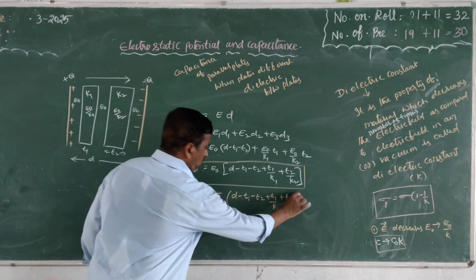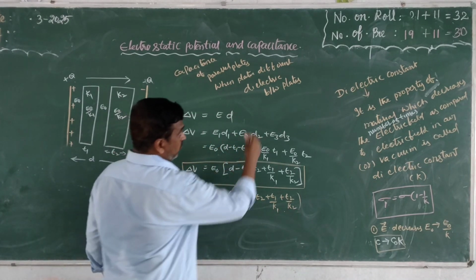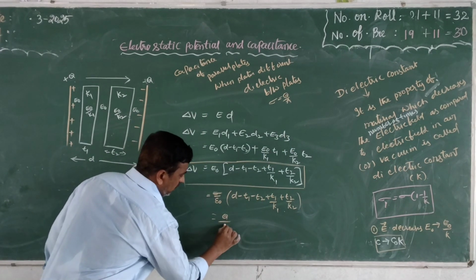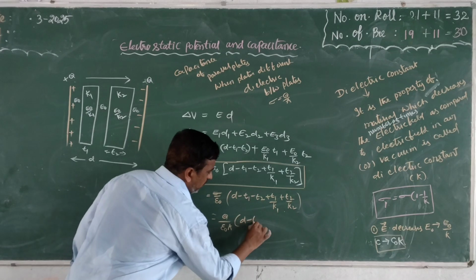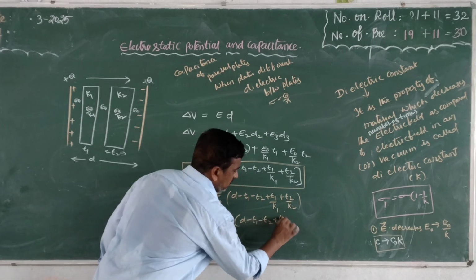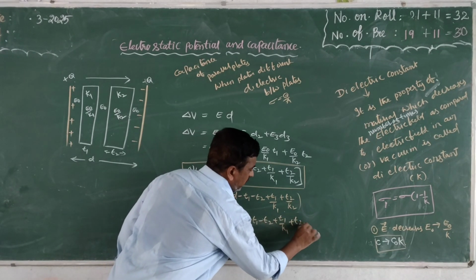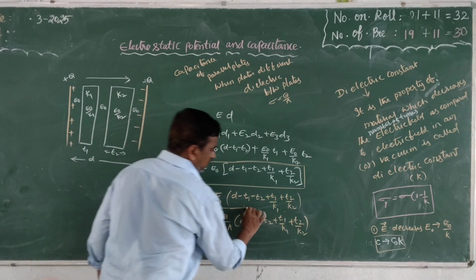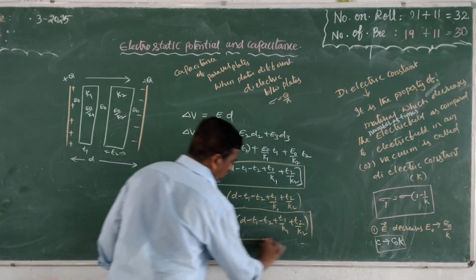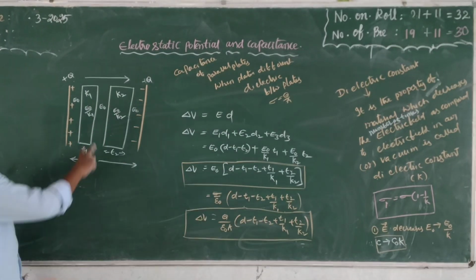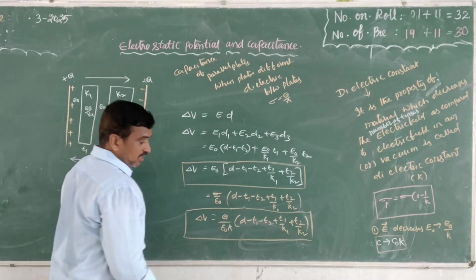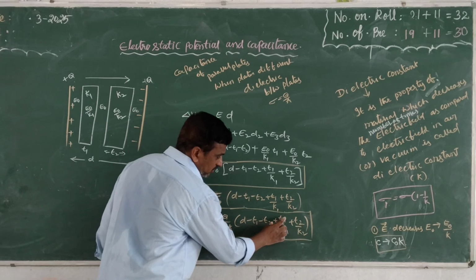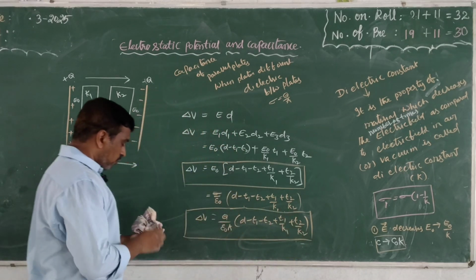Sigma, as we know before, is charge per unit area. We can write here Q by epsilon naught A into d minus t1 minus t2 plus t1 by k1 plus t2 by k2. It is delta V, the change in potential when two dielectrics with different dielectric constants are placed between the plates.